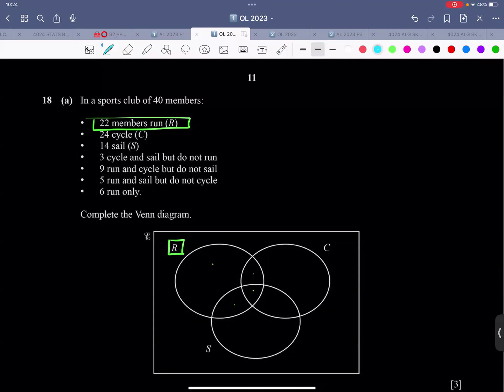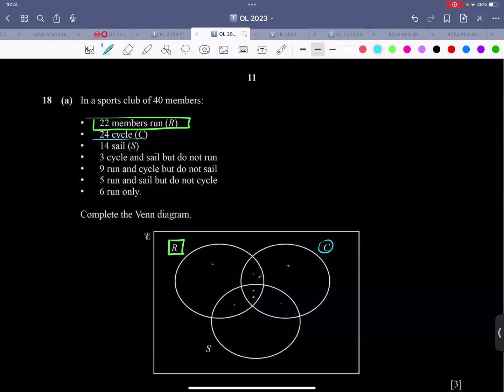Then there are 24 who cycle. So cycle is this, this, this, and this. And then there are 14 who sail. So sail is 1, 2, 3, and 4. So that's how things are spread out. Now, let me erase the colors.